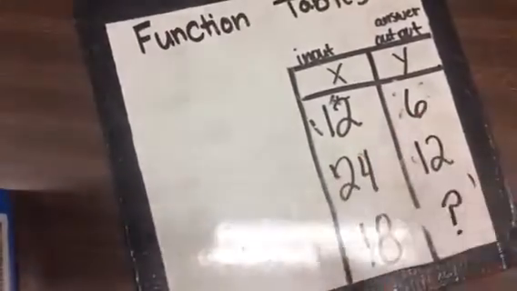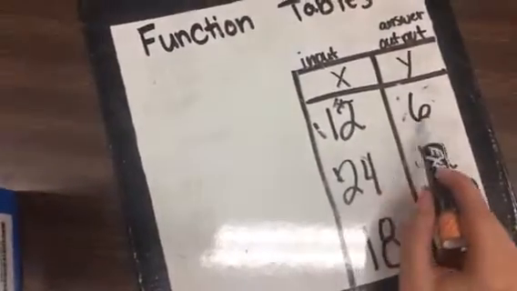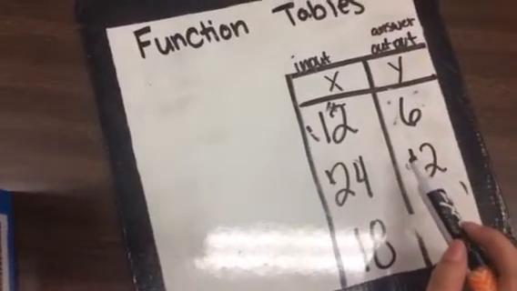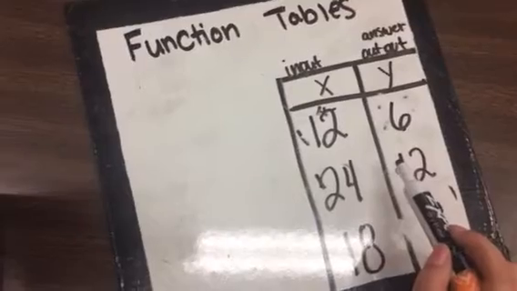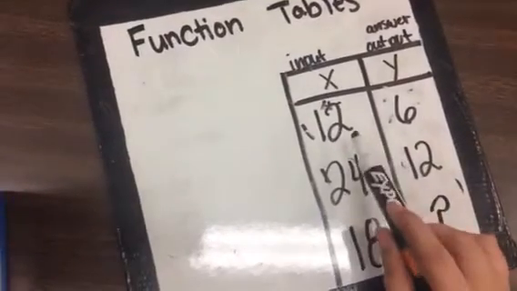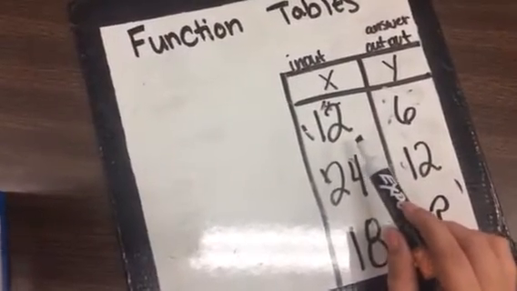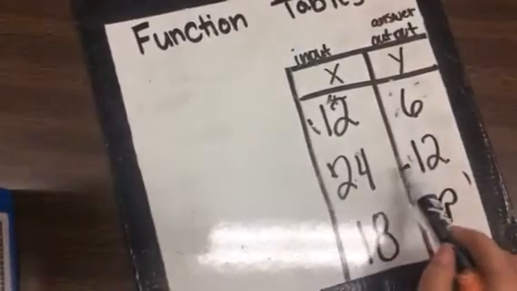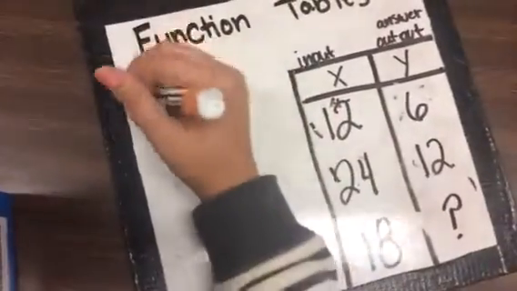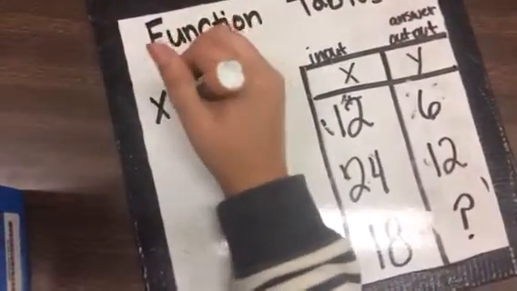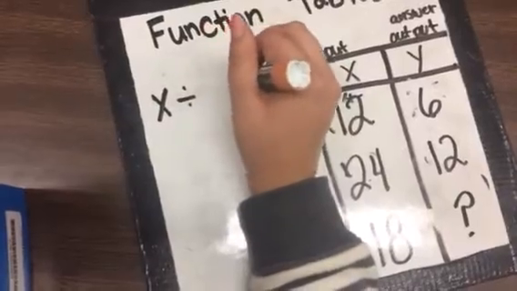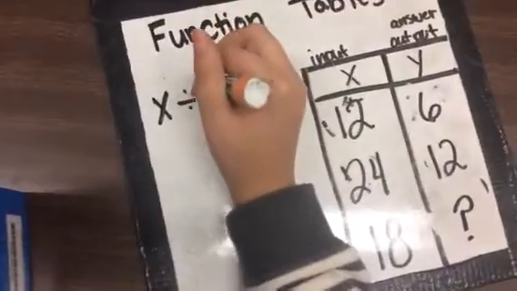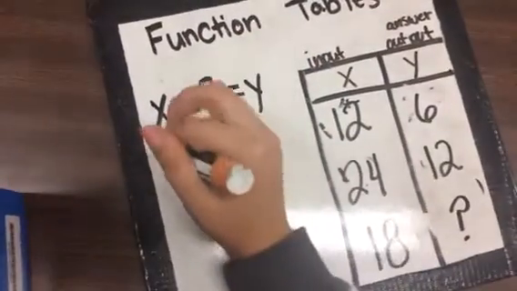All right, so I'm thinking out loud to myself: 12 to 6, 24 to 12. Well, both times they go down, so we're not doing addition or multiplication. It has to be subtraction or division. If I looked at these two, and I know my math facts really well, I know that 12 divided by 2 is 6, and I know that 24 divided by 2 is 12. So if I write my rule, I'm going to say x divided by 2 equals y. So let's see if that works out.